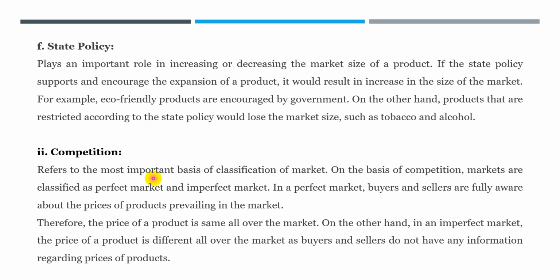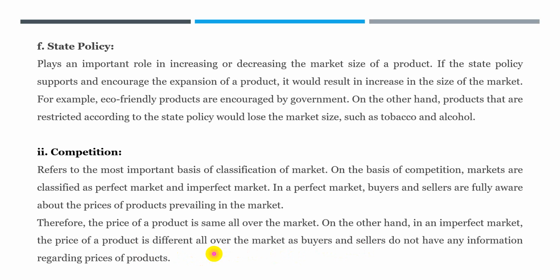Competition refers to the most important basis of classification of market. On the basis of competition, markets are classified as perfect market and imperfect market, as we have stated earlier. In a perfect market, buyers and sellers are fully aware about the prices of the products prevailing in the market. Therefore, the price of a product is the same all over the market. On the other hand, in an imperfect market, the price of a product is different all over the market as buyers and sellers do not have any information regarding prices of the products.